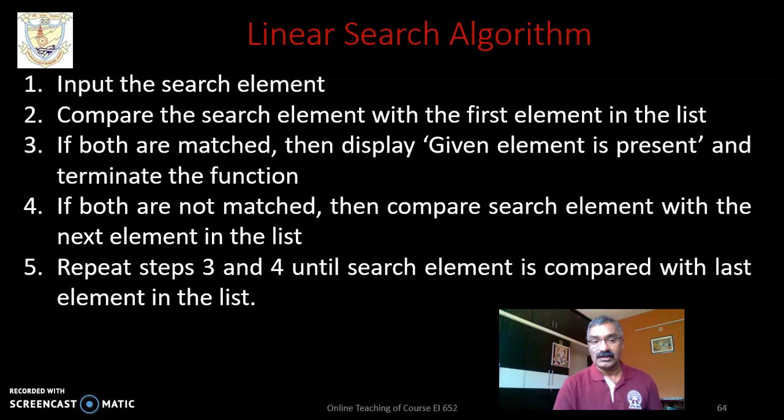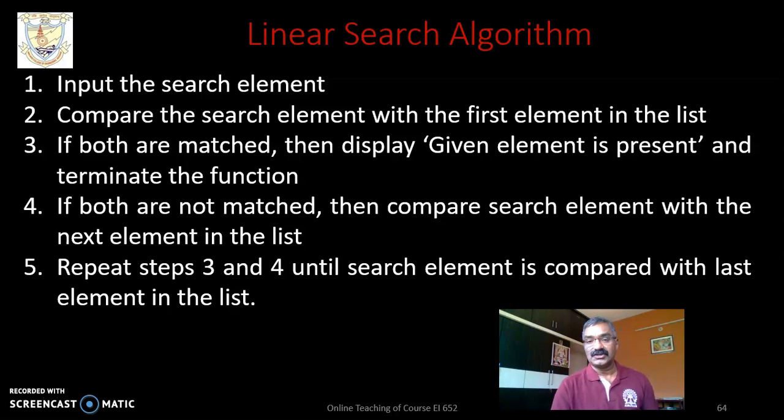Let me explain the steps to be followed in the linear search algorithm. Number one, input the search element, a number or a name, whatever I want. To determine whether the element I want to search is present or not, first I have to input the data. So input the data either through a keyboard or directly type it as part of the program.